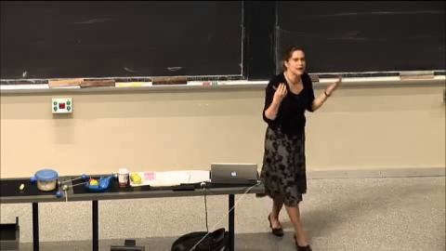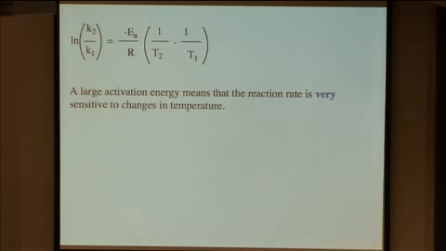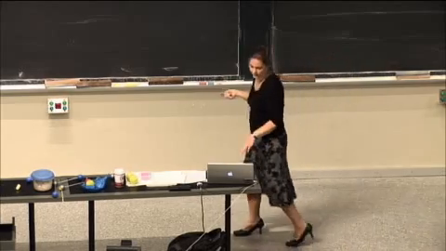All right, let's think about what else this equation tells us. The other thing it tells us is that if you have a very large activation energy, if this Ea is a very, very big number, that means that your rate constants will be very sensitive to temperature. So if this is really, really big, there's going to be a big change in your rate constants as temperature changes. And keep that in mind. We're going to come back to that later.